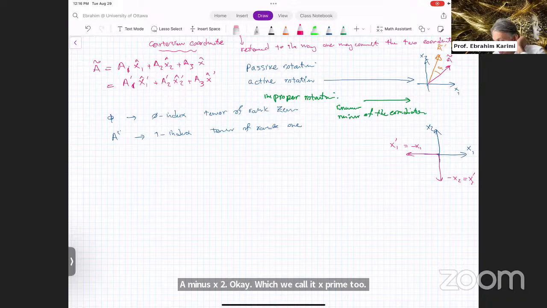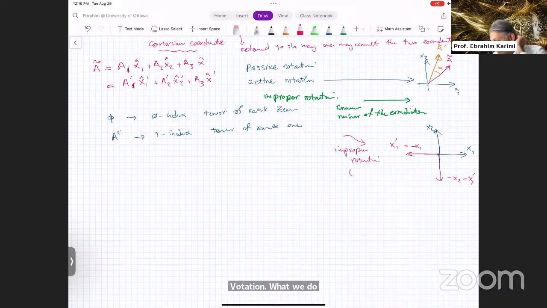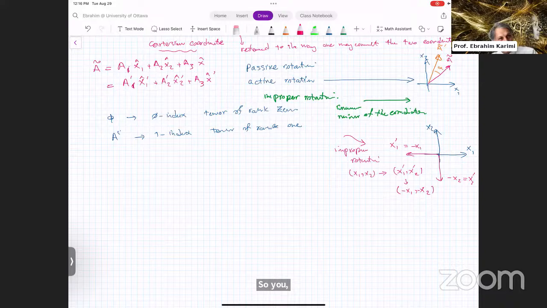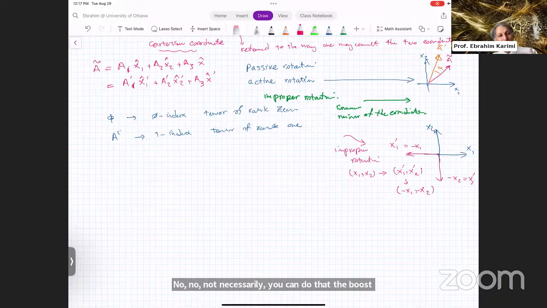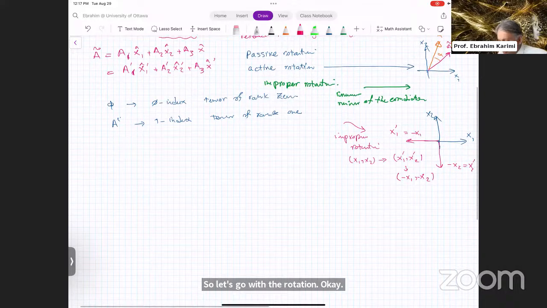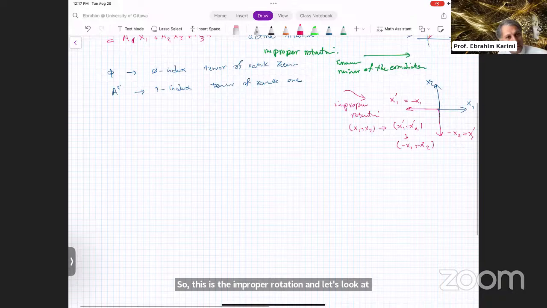Is that clear? So we call this improper rotation. What we do here is x1 and x2 become x prime 1 and x prime 2, which are minus x1 and minus x2. So you invert all of the degrees. No, not necessarily, Subra. Well, you can do the boost essentially, but I'm not paying attention to the displacement of the coordinate, I'm paying attention to rotation. So let's go with the rotation. So this is the improper rotation, and let's look at some vectors and see what we will get.